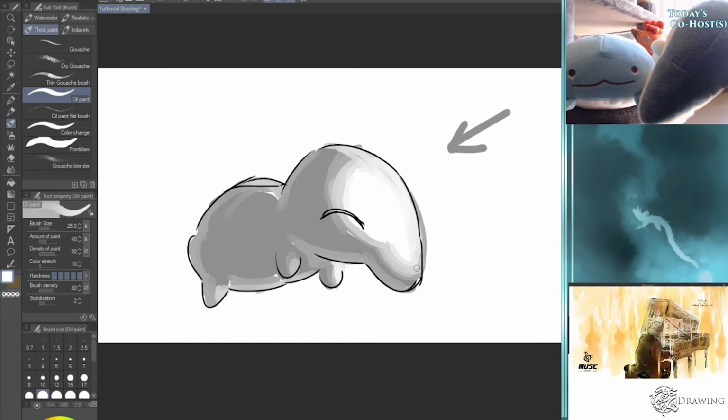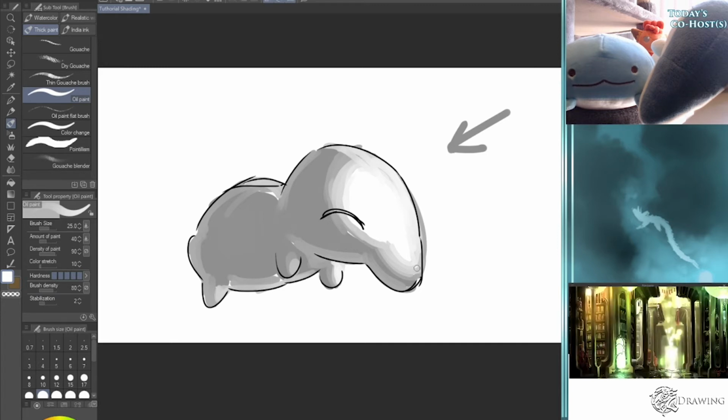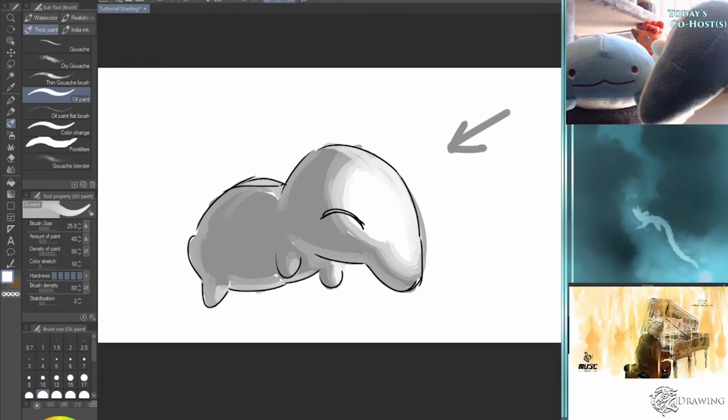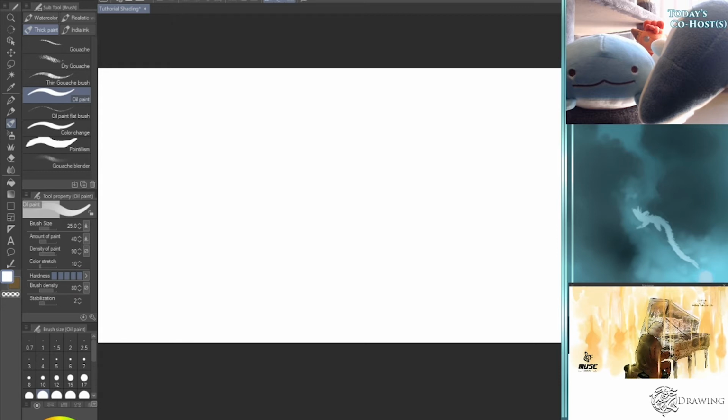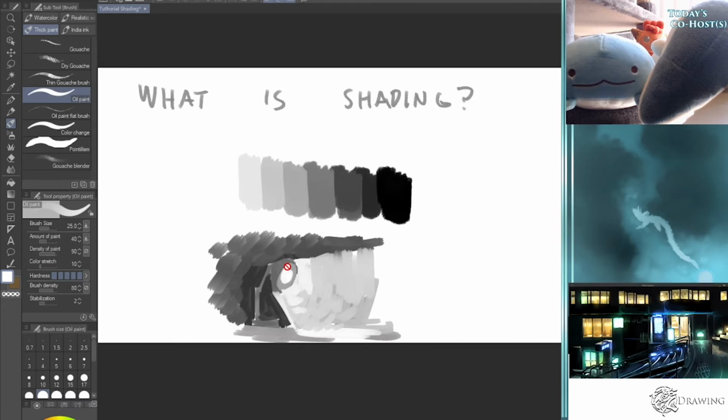Now, we just kind of made that happen without explaining it. So let's dig a little deeper into how to shade any object. Now, what did we say that shading was? We said that shading is using different kinds of colors to convey the effects of light, okay?